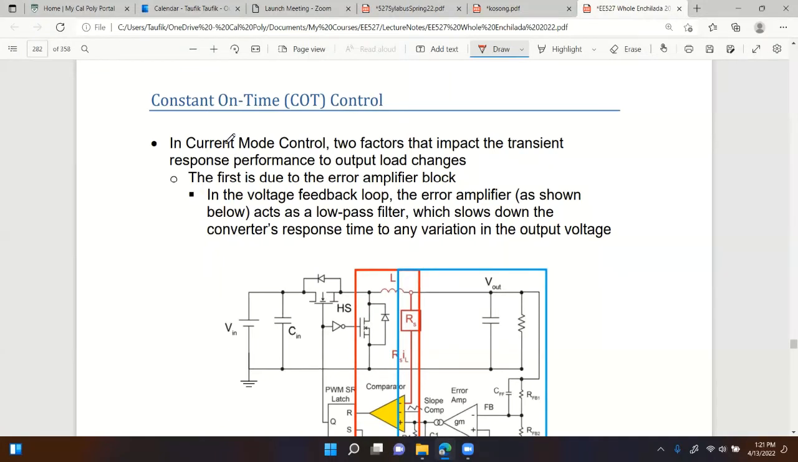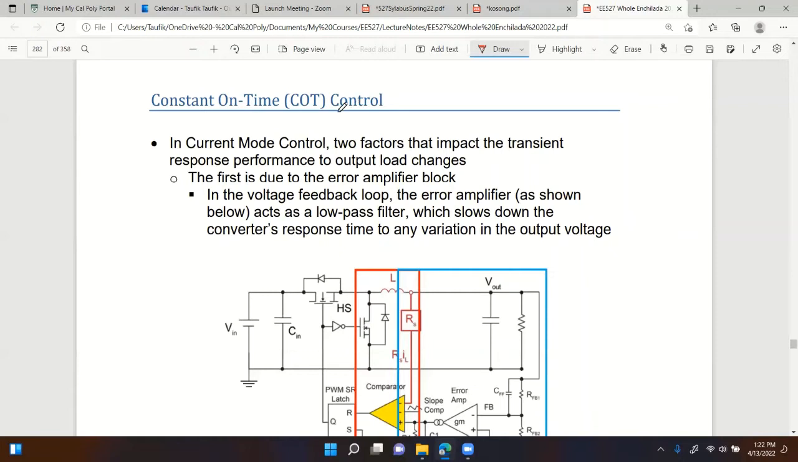Let's look at the disadvantage of current mode control. In current mode control, there are two factors that impact the transient response performance to output load changes. So this controller, constant on time control, attempts to address the drawbacks with current mode control, specifically the next two items that we're going to go over.